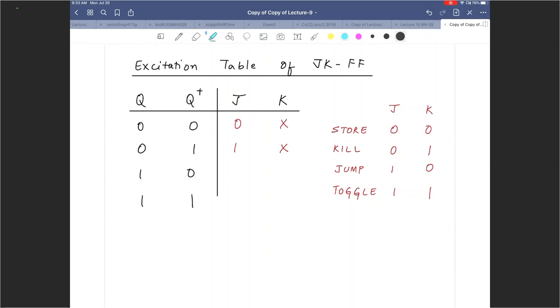All right, there is some debate then. 1 to 0, because it is toggling, this is okay. And Q plus is 0, so I'm killing it. Right, so that is okay. So over here, J doesn't matter, K has to be 1. J doesn't matter, K has to be 1.